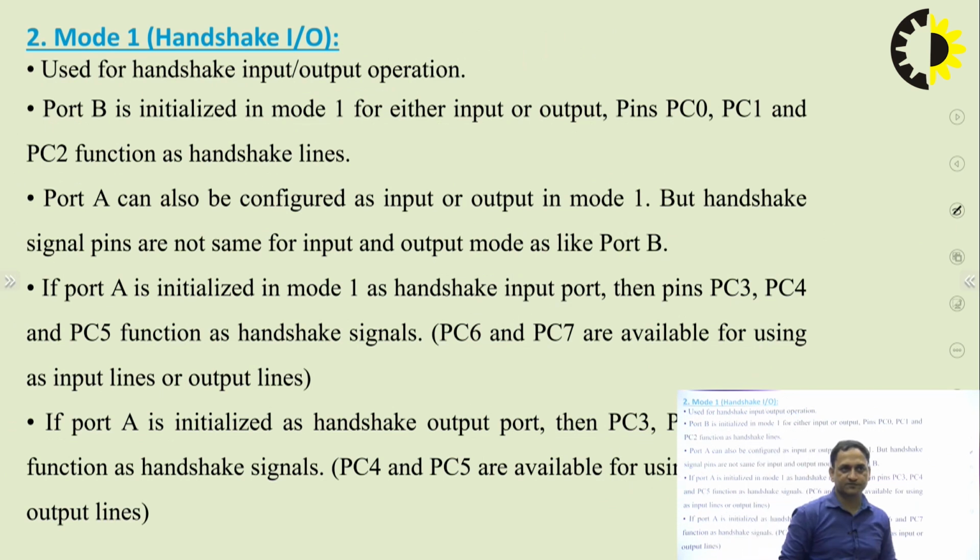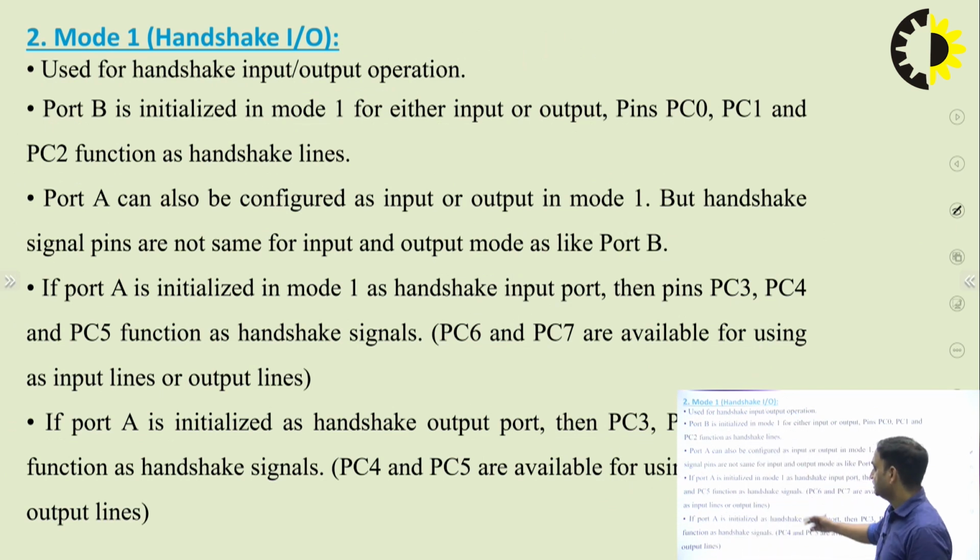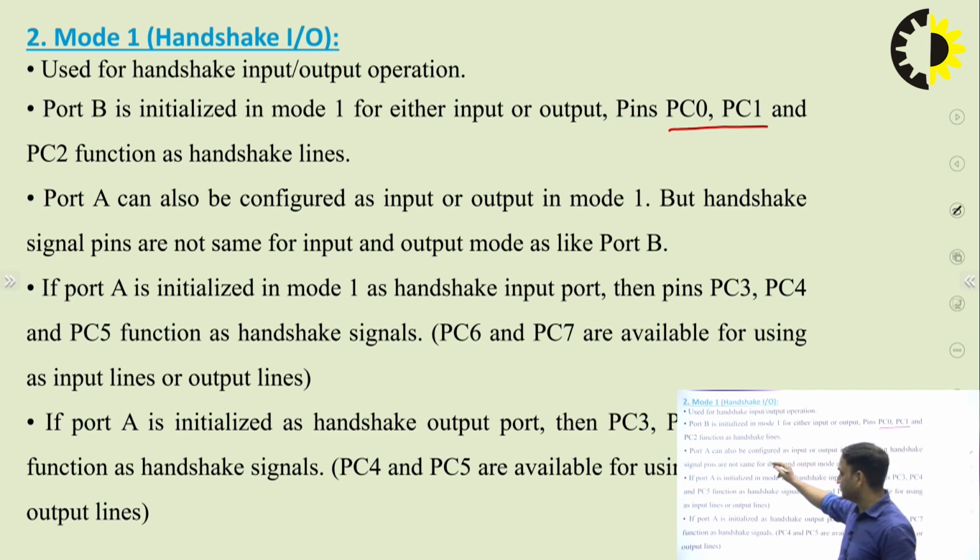Then similar to that, we have mode 1, as we said, used for handshake input output operations. Port B is initialized in mode 1 for either input or output, and pins PC0, PC1 and PC2 function as the handshake signals, right?